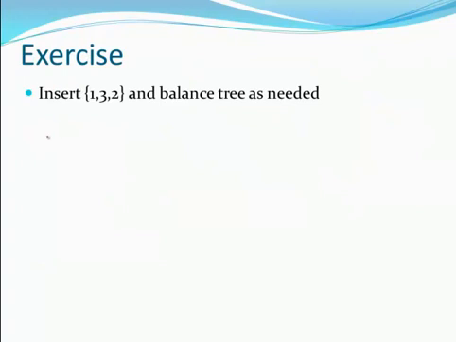So here's an example. Insert 1, insert 3, insert 2. So now we start balancing this tree. The first is the right rotation around the child. That would give you 1, 2, 3. And then we do a left rotation around the parent. That would give you 2, 1, 3. So that is a balanced tree.